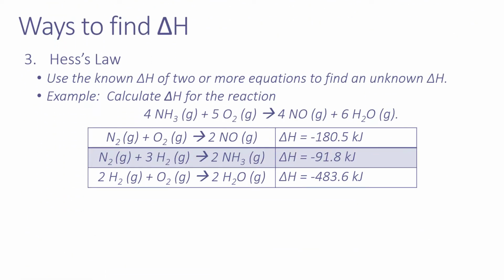The next type is Hess's law. So this is where we use the known delta H of two or more equations to find an unknown delta H. So we could take these three equations and manipulate them until we get the desired reaction, and then this allows us to find delta H.